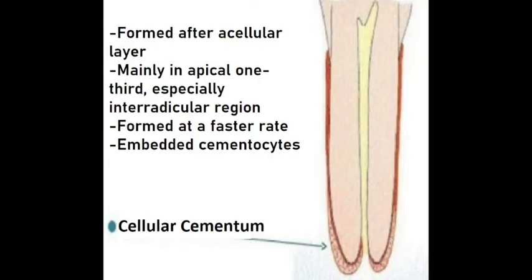However, the cellular is thickest at the mountain apex and interradicular area of multi-rooted mountains. It is formed after the acellular layer and can also be layered over the acellular, which happens mainly in the apical 1/3, especially the interradicular region. The cellular forms at a faster rate with embedded cementocytes. Now moving on.